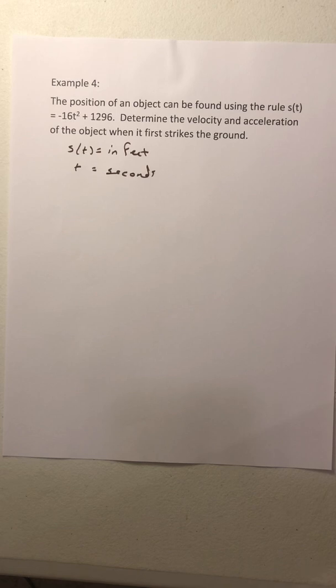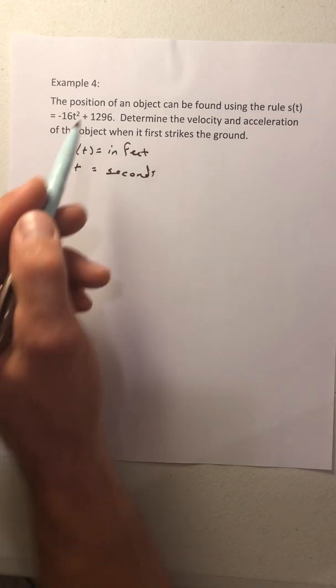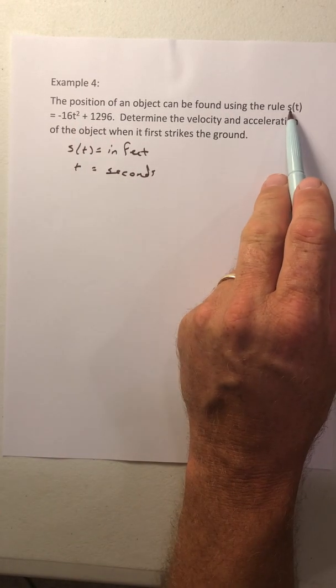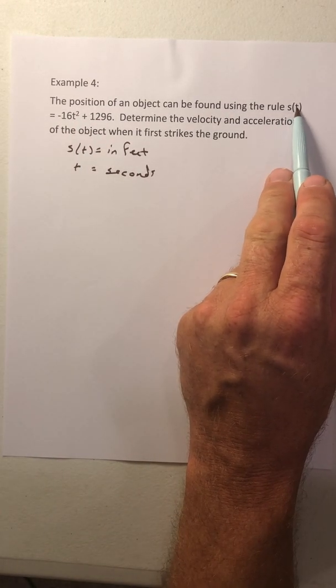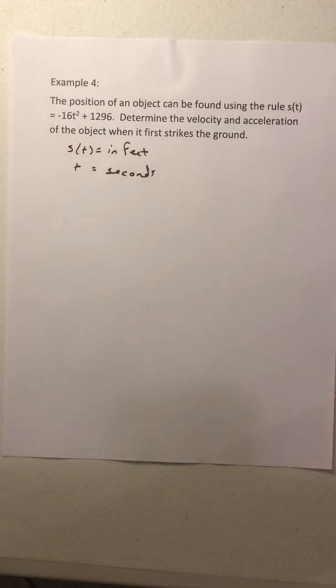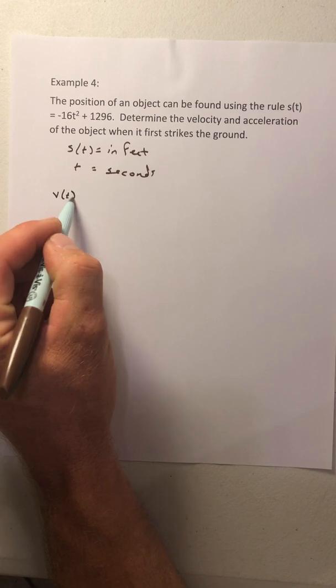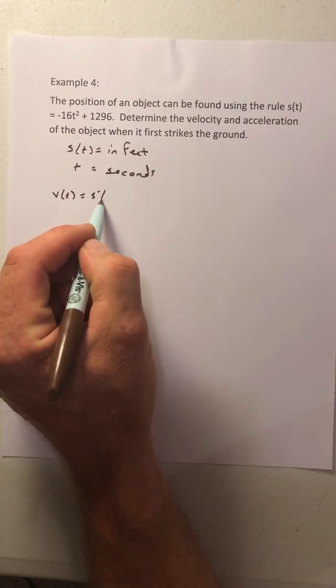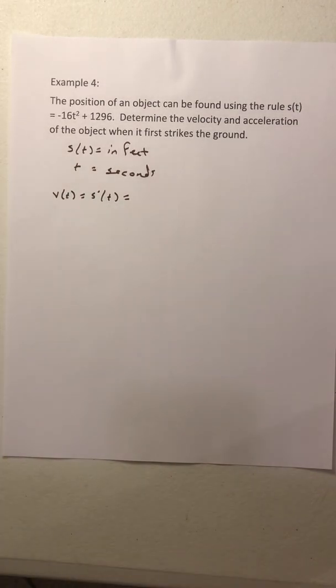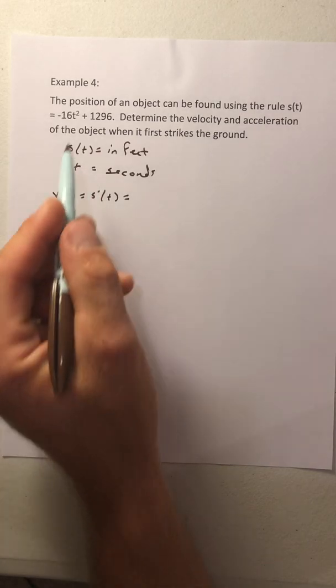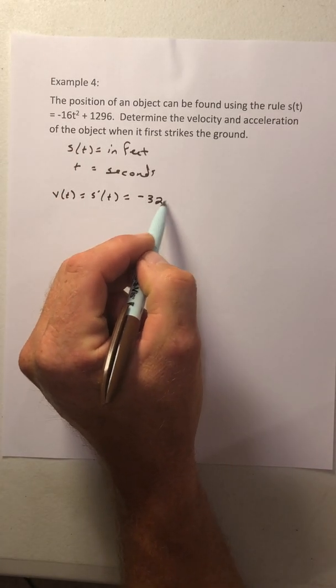All right, so we want to find the velocity and acceleration. We're given a position. Notice our symbolization, s of t. S of t normally denotes position. So to find the velocity, v of t, that's going to be the first derivative of the position, s prime of t. Well, that gives us negative 32t.